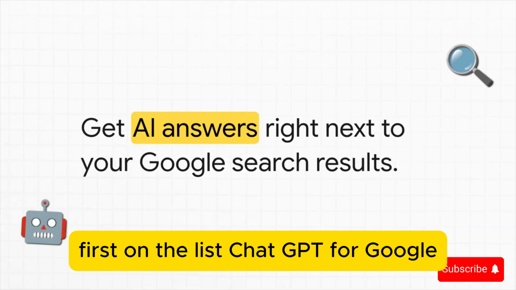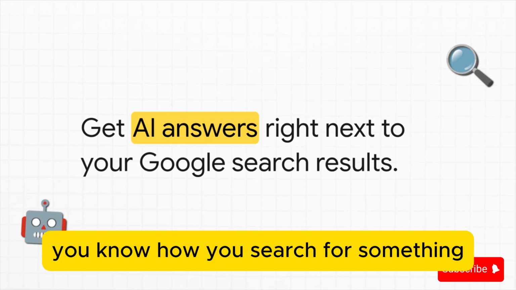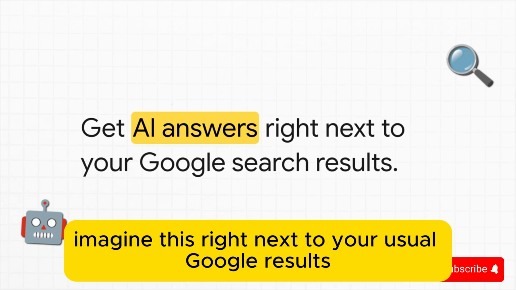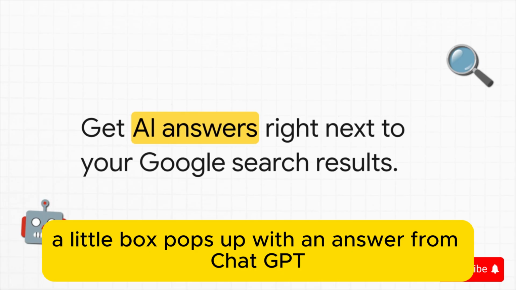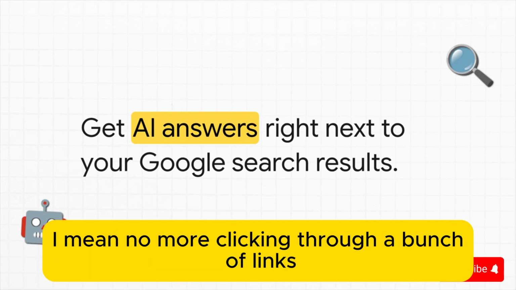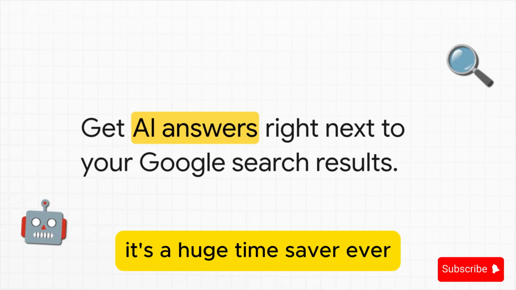Okay, first on the list, ChatGPT for Google. You know how you search for something? Imagine this. Right next to your usual Google results, a little box pops up with an answer from ChatGPT. I mean, no more clicking through a bunch of links. It's a huge time saver.